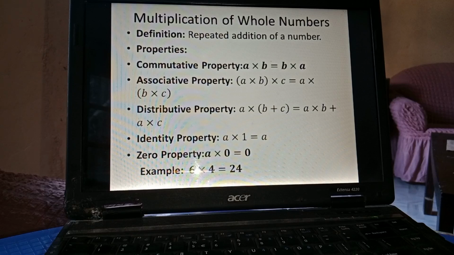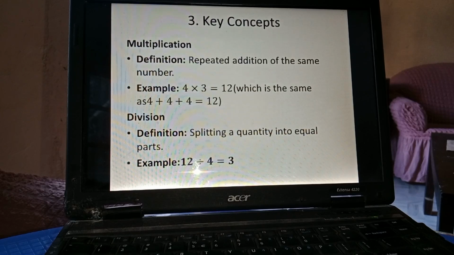And in multiplication, we have a number like 6 times 4, which gives you 24. Multiplication is repeated addition of the same number. Example, 4 times 3 equals 12, which is the same as 4 plus 4 plus 4, which is 12. So you repeat 4 three times. Division: splitting a quantity into equal parts. 12 divided by 4 equals 3.